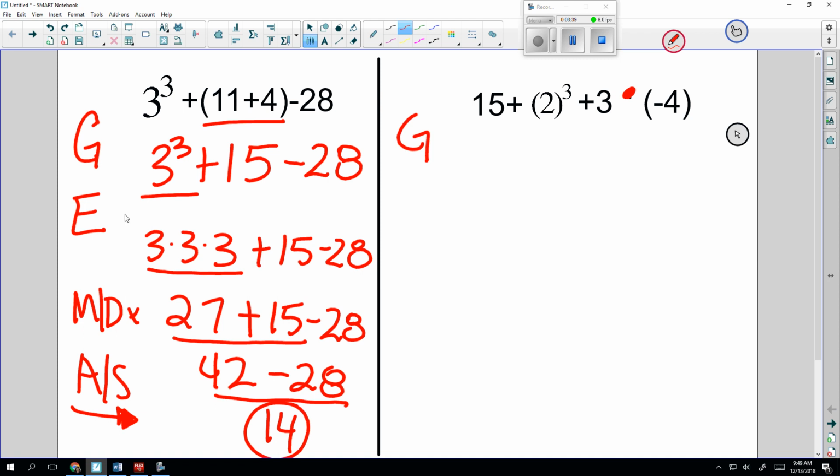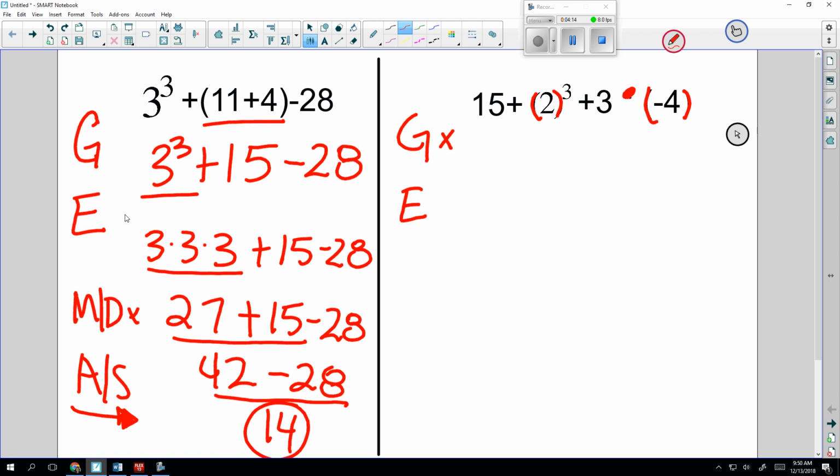Are there any groupings? Yes. Well, this one's tricky because it looks like it has parentheses, but are there any operations in there? Nope. There's no operations. It's not absolute value. Absolute value is straight lines. So there's no absolute value. You will notice there's a difference. Absolute value has straight lines. Okay? So, are there any groupings in this problem? Nope. So what's my next step?